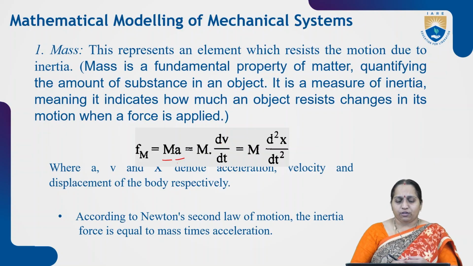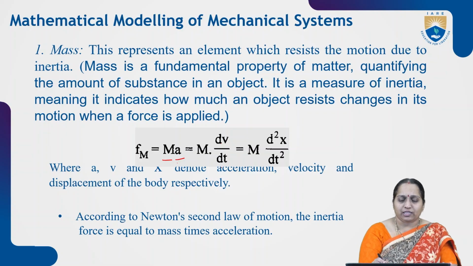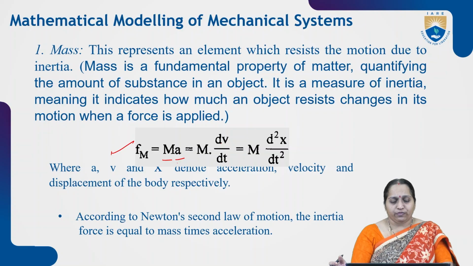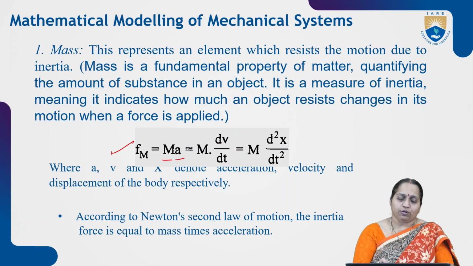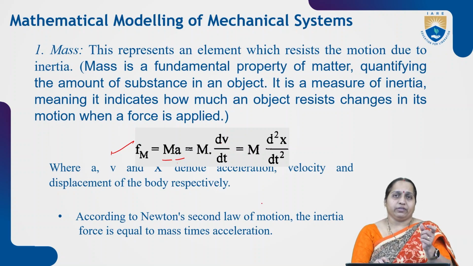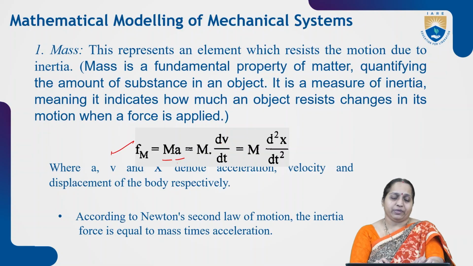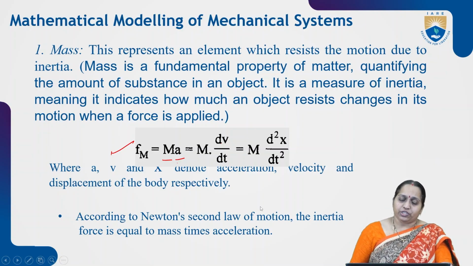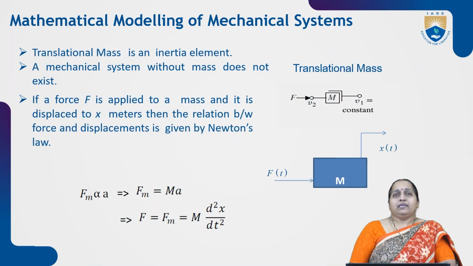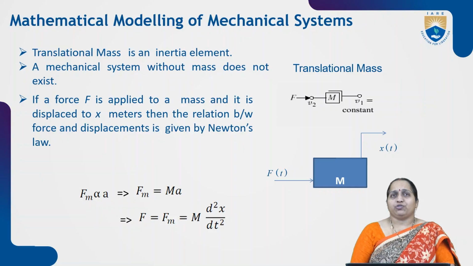According to Newton's second law of motion, inertia force is equal to mass times the acceleration, that is m into a. Using Newton's second law of motion, the equation for the mass element can be given as Fm equal to m into a. Translational mass is an inertia element. A mechanical system without mass does not exist at all.